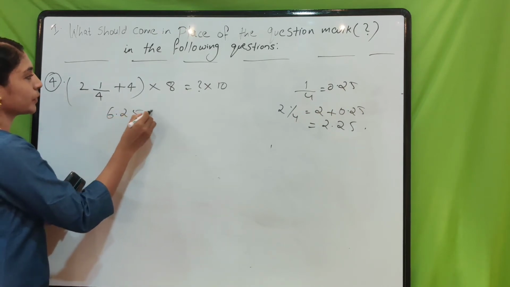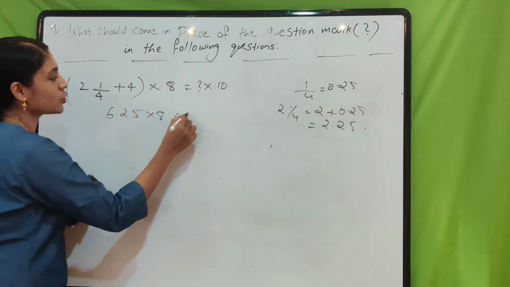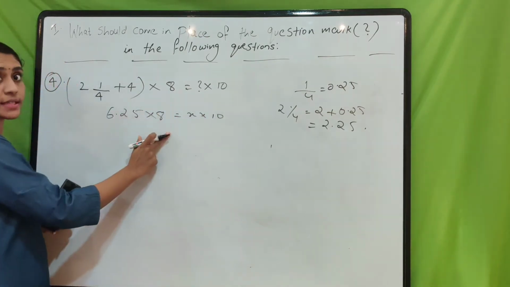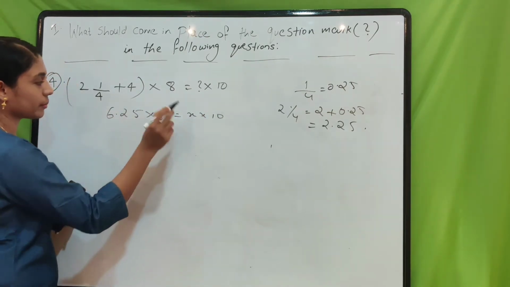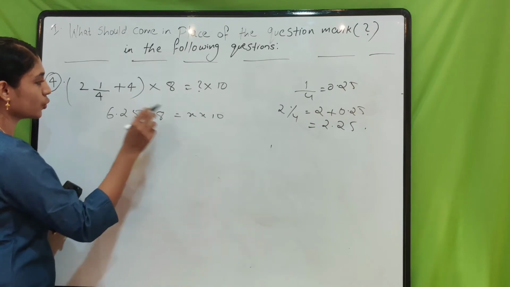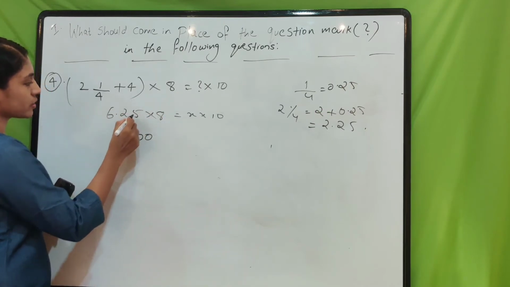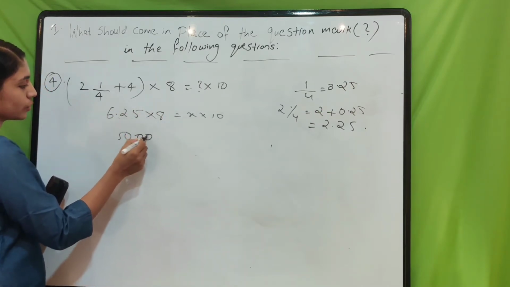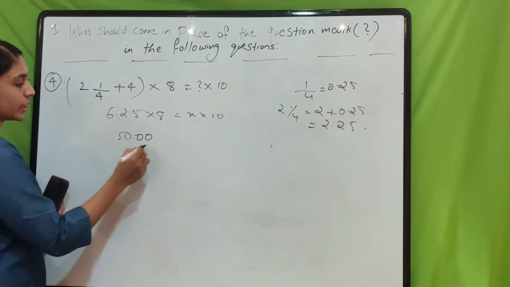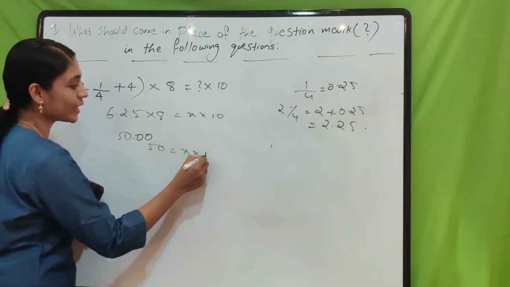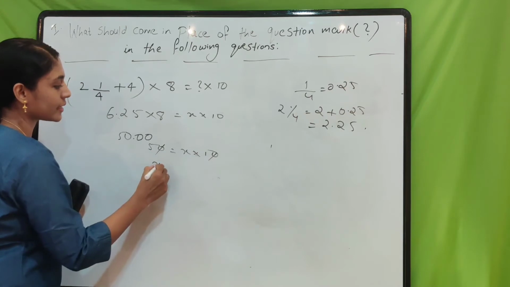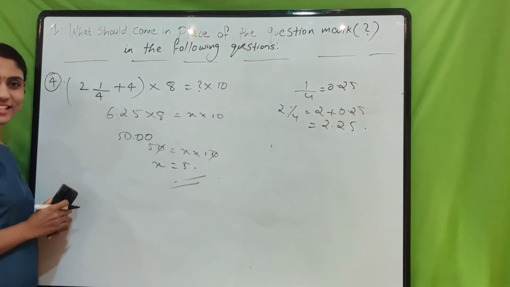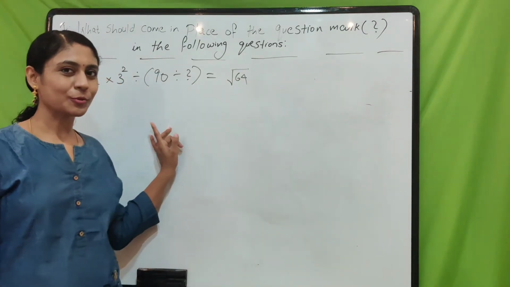So 6.25 into 8 is equal to x into 10. And we know the value of 625 into 8. What is it? 40 remainder 4, 16, 20 remainder 2, 48 plus 2 it is 50, and 2 decimals, right? 2 numbers back to the left. So it becomes 50. So 50 is equal to x into 10, right? So from here, x is equal to 5. Easy one. Okay guys, let's get into the fifth question, right?